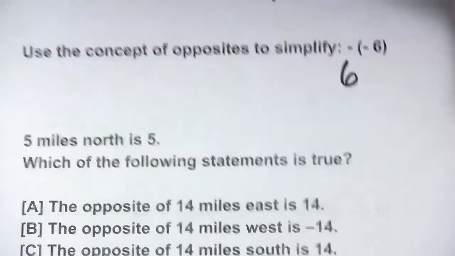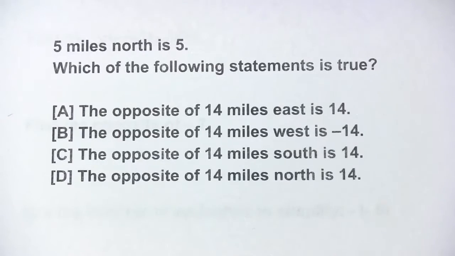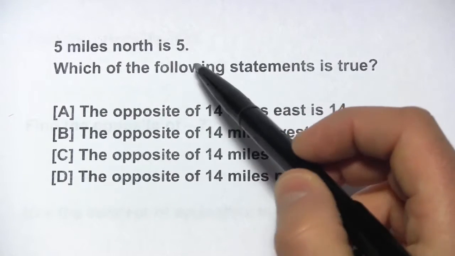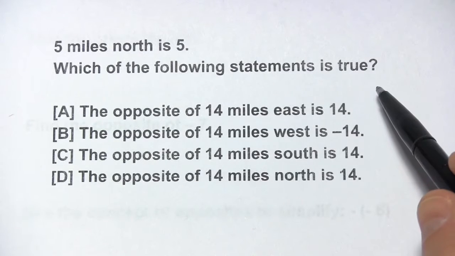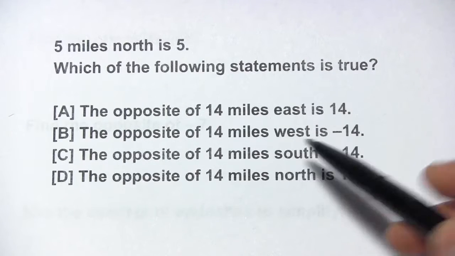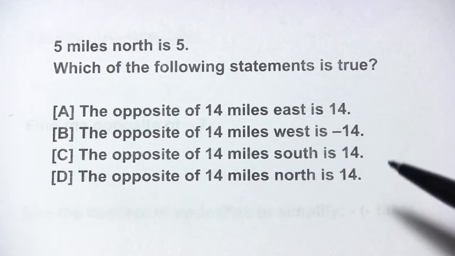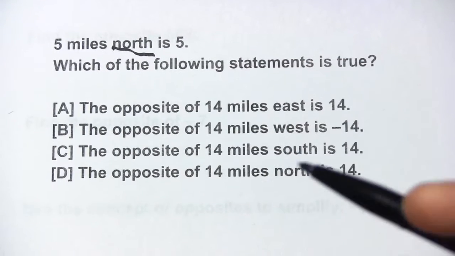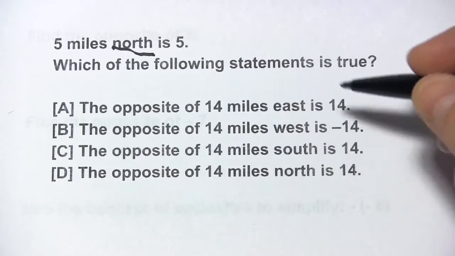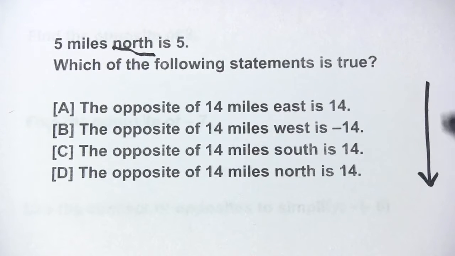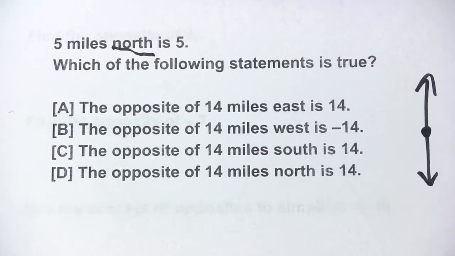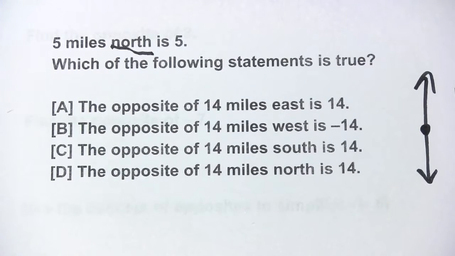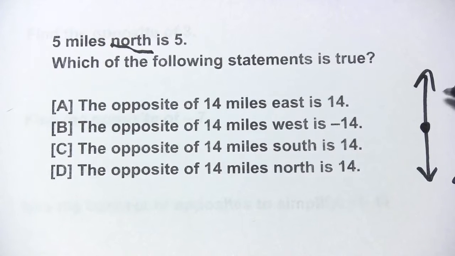All right, let's try one that's slightly trickier. This one says 5 miles north is 5. Which of the following statements is true? And then they give you all these statements about east, west, south, north. If you see north, and we're talking about opposites, you're going to be dealing with north and south. So the basic idea here is you've got some place in the middle that's neither north nor south, and north goes in this direction and south goes in this direction, and it's like a number line.